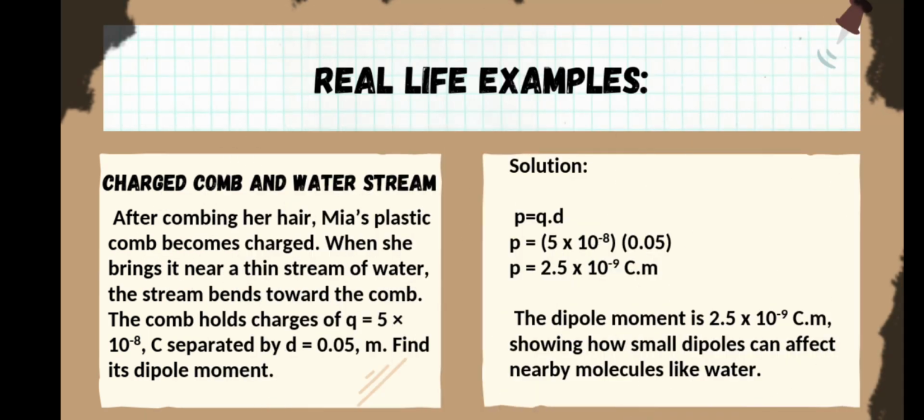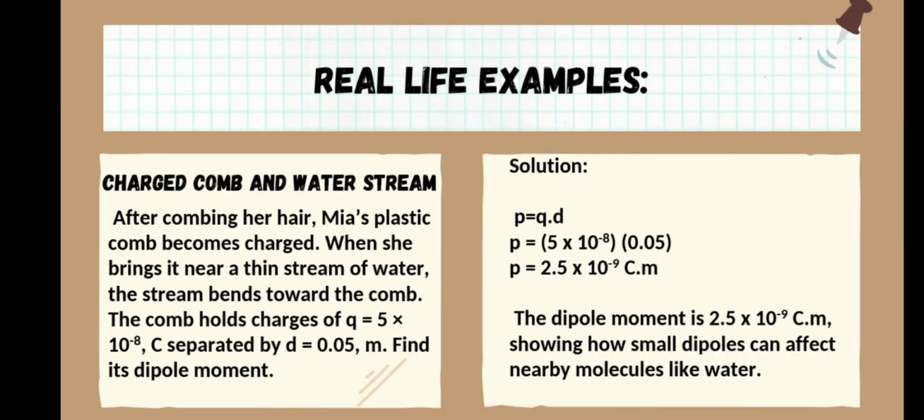We have a real life example: a charged comb in a water stream. After combing her hair, Maya's plastic comb becomes charged. When she brings it near a thin stream of water, the stream bends toward the comb. The comb holds charges of 5 times 10 raised to negative 8 coulombs, separated by a distance of 0.05 meters. Find its dipole moment.